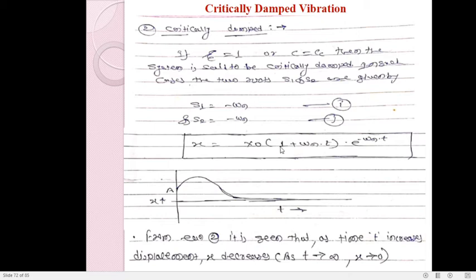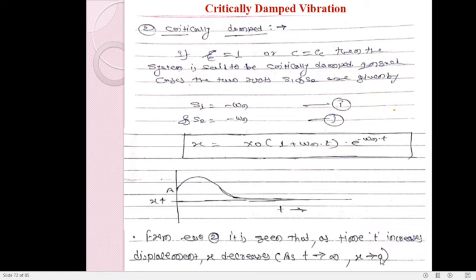If you put the value of t in this equation, then definitely you will find the value of x goes on decreasing in each cycle, or as the time increases. And at t equals infinity, x tends to be zero.